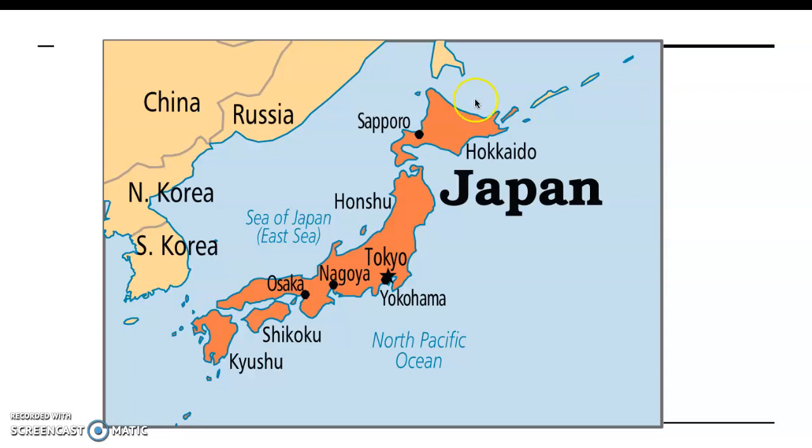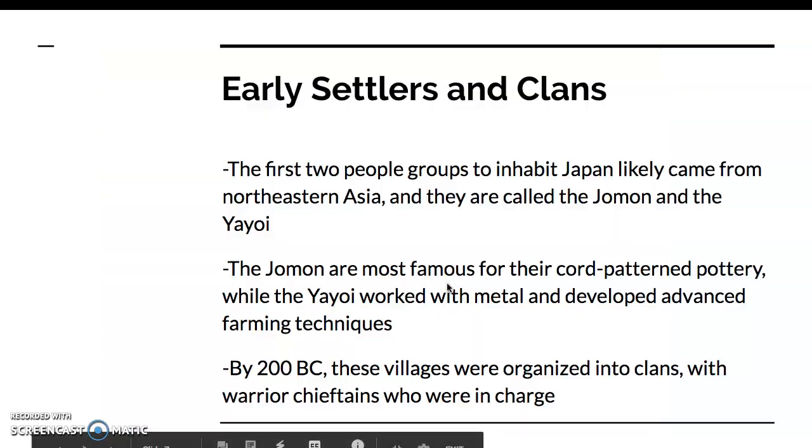There you go. And you can clearly see the islands here. Hokkaido, Honshu, which is the largest and considered the mainland area, Shikoku and Kyushu in the bottom.